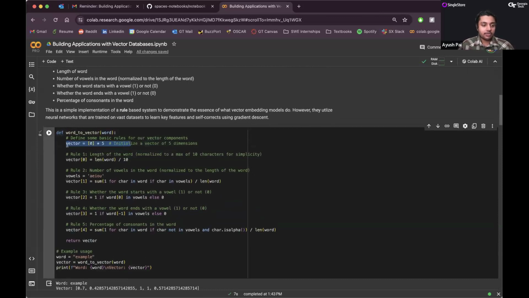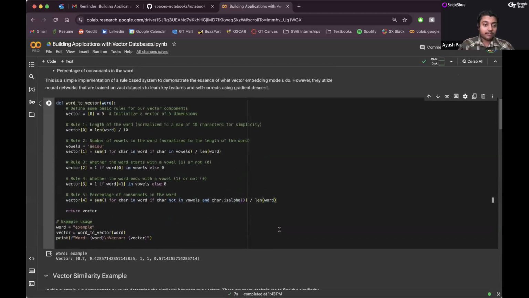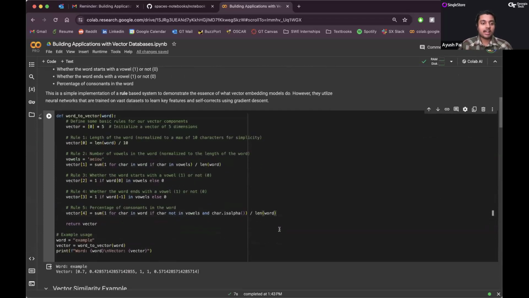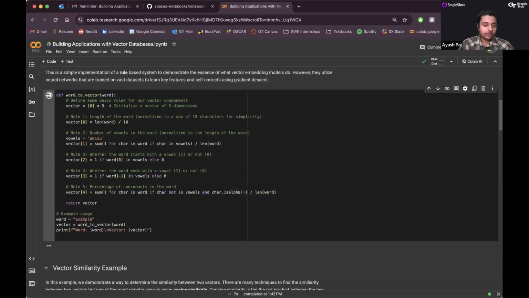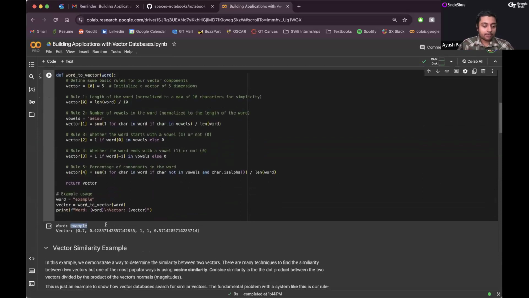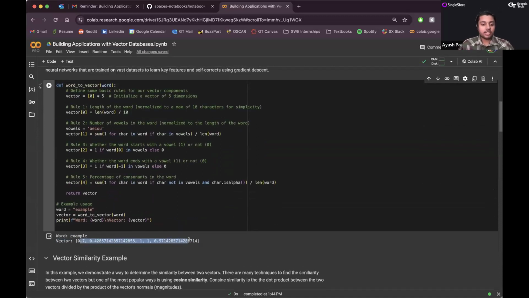The first thing again is to initialize the vector of 5 dimensions. The first rule is to get the length of the word, the number of vowels in the word, if the word starts with a vowel or not, if the word ends with a vowel, and the percentage of consonants in the word. Those are the five metrics and features that we have in our vector embedding here. If we run this, we have this word example, and it's going to create this vector embedding. This is what a vector embedding looks like on a small scale, right? It's just five features here, but these embedding models are going to have thousands and thousands of features. So you can imagine this being a 1,000-dimensional vector.